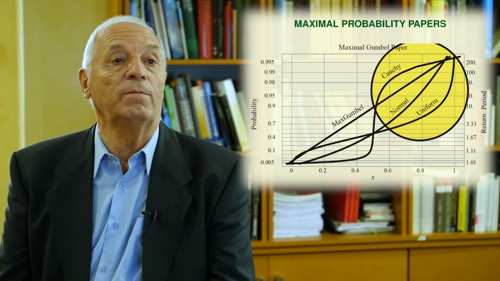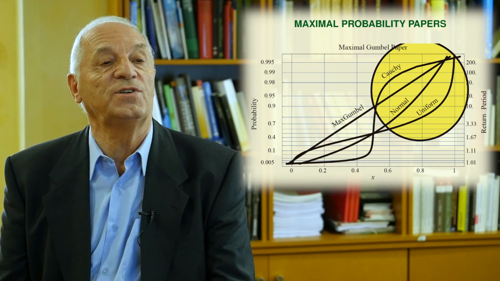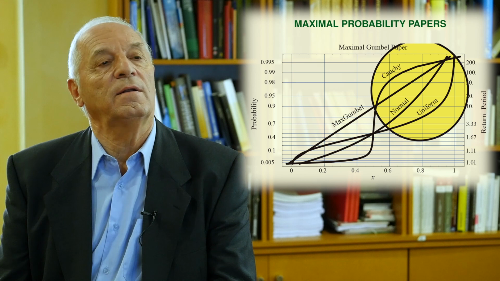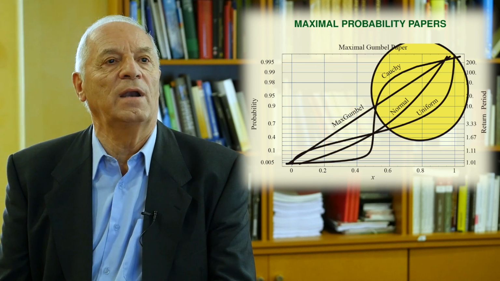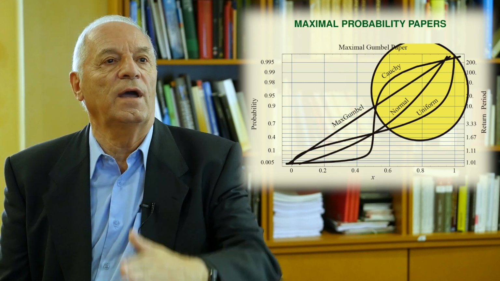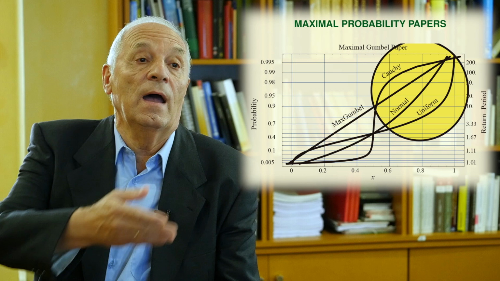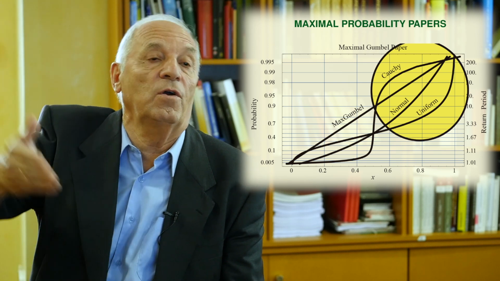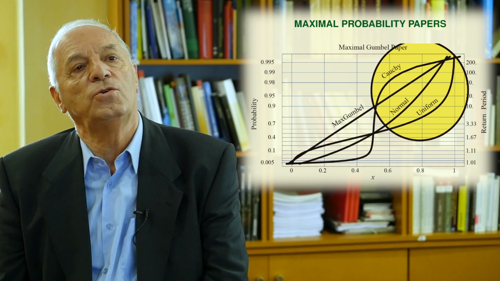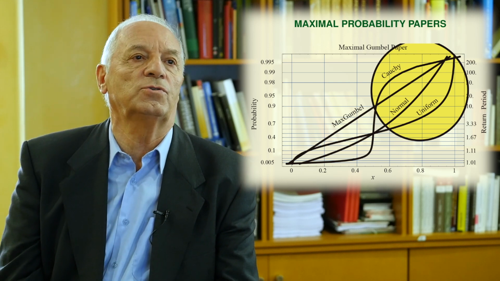Just by looking at the curvature on the right-hand side or on the left-hand side, you can decide which is the adequate extreme value distribution. If you have a straight line trend, the right distribution is Gumbel. If you have a positive curvature, then you should use Weibull. If you have a negative curvature, you should use the Fréchet.